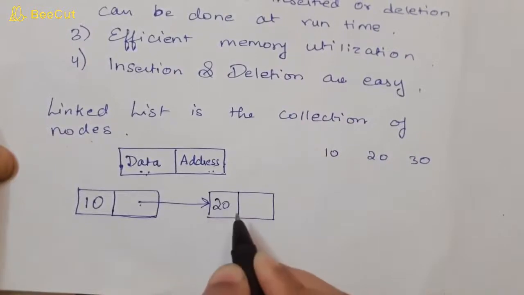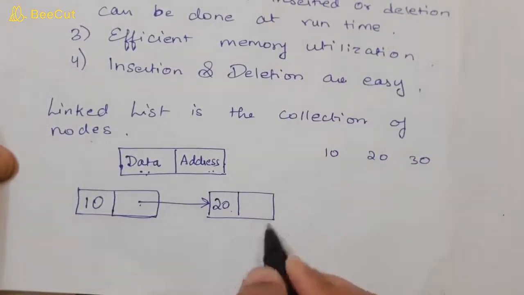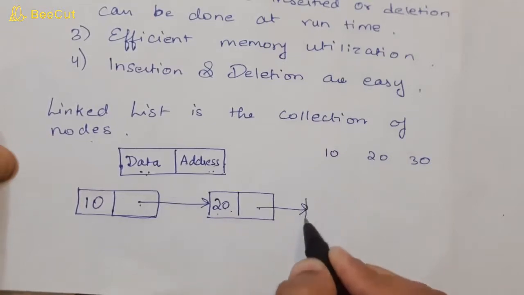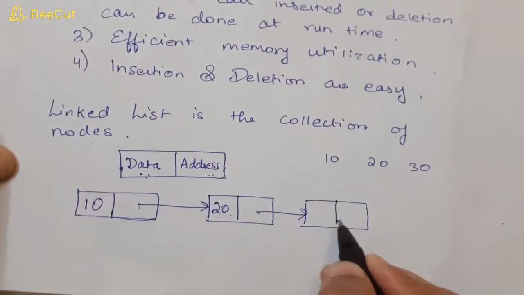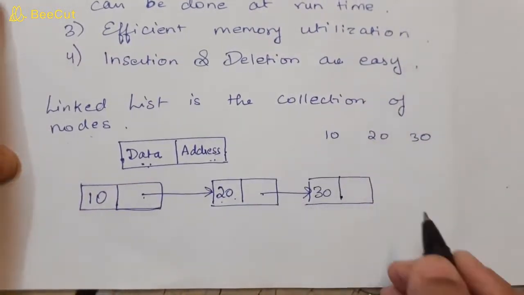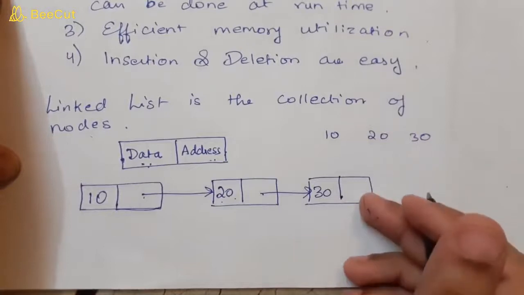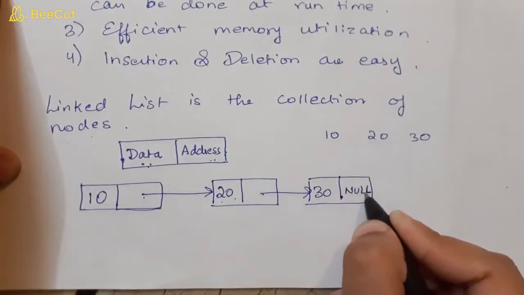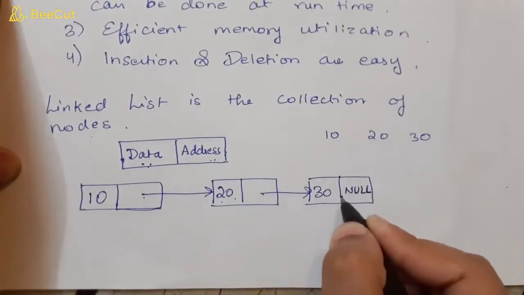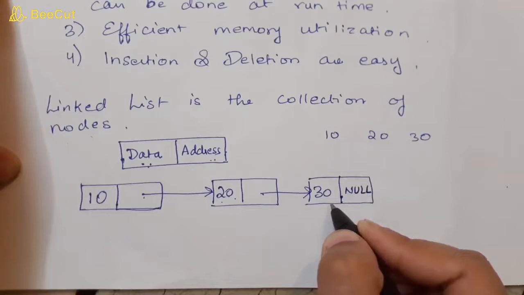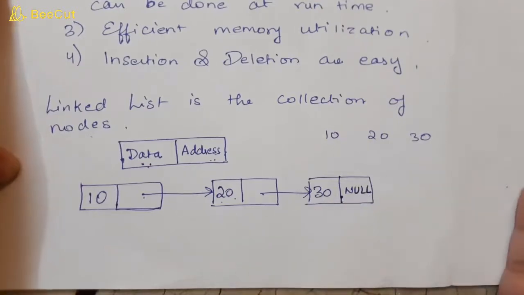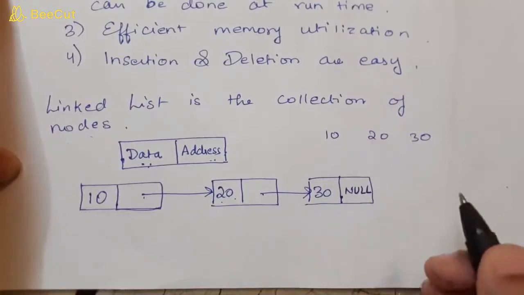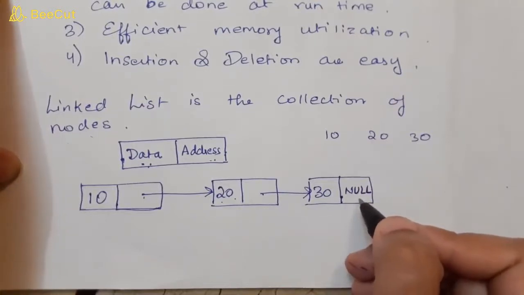Okay, 20. Now this 20, again it will be a node. The data field will contain 20 and the next field is going to contain the address of the next node. Now the next node contains 30, and as this is the last node, we'll store null in the address field, because this node which contains 30 as data does not have any more element after it. So this node is not pointing to any other node, that's why we'll write null over here.